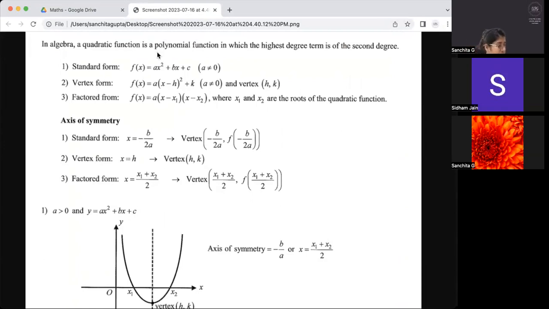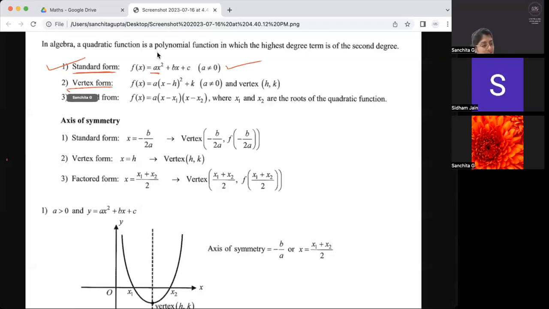Now there are different types of quadratics. One I have is the standard form. Standard form is basically the normal ax square plus bx plus c, where a is not equal to 0, because if a were 0, then x square is going to be null and void, right? Then it's going to be a linear function.